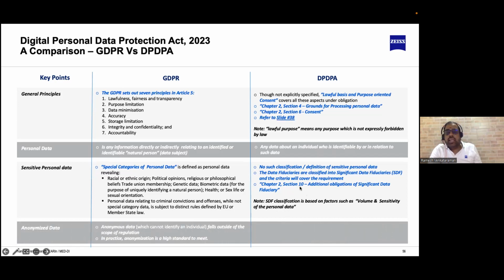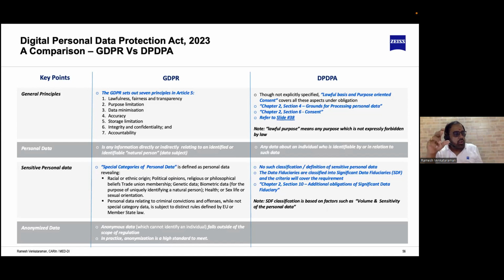And this is where, because these significant data fiduciaries are handling this kind of sensitive data and there is risk to the data principals or data subjects, that's why a DPO is mandated, DPIA is mandated, audits are mandated, etc.